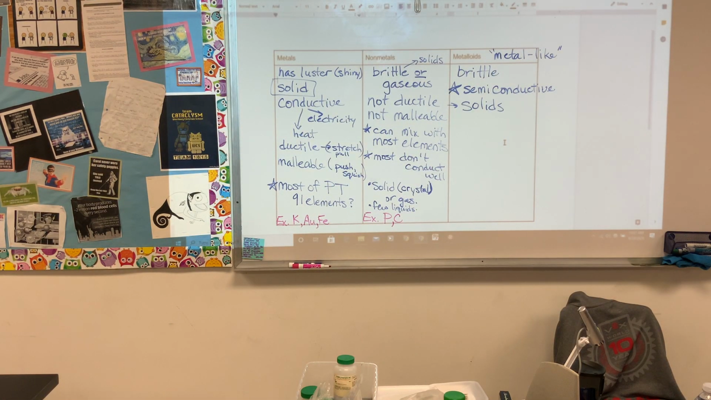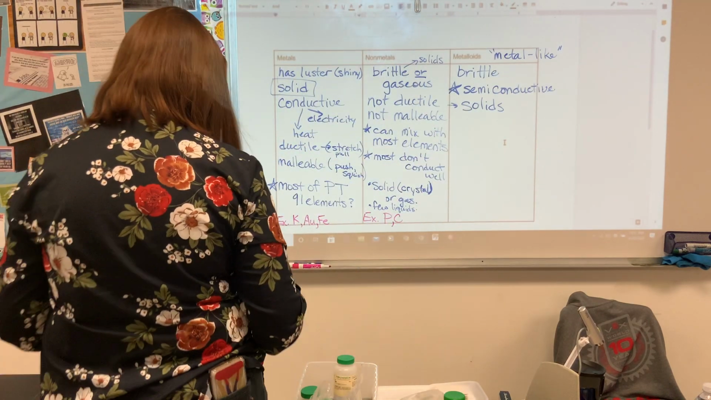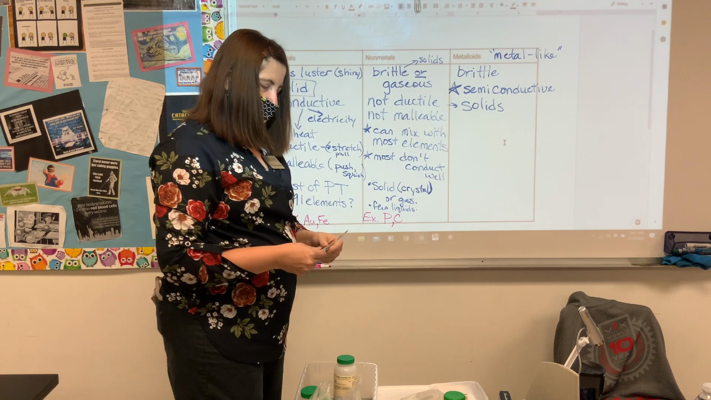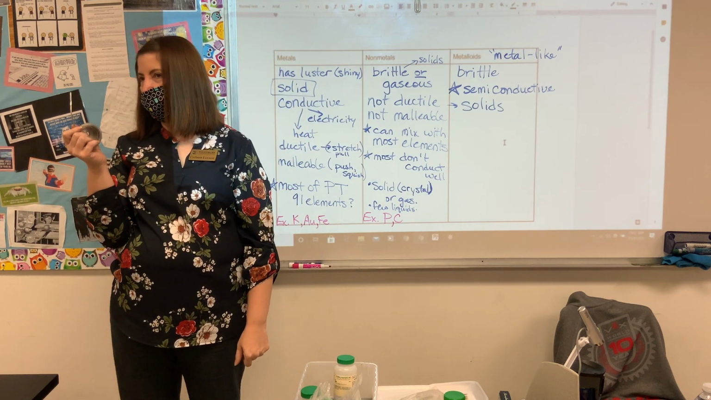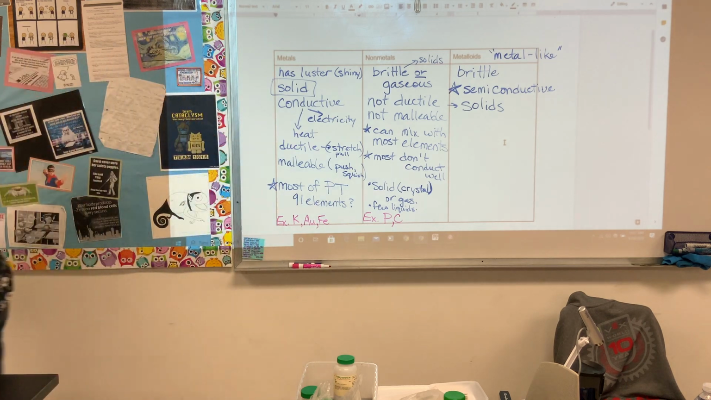I-R-O-N. Now this one, no, I'll have to show you in the lab moving forward. But this one is very reactive to heat. Now, we're looking for more reactive. It's not going to be here. The more reactive metals are over here.